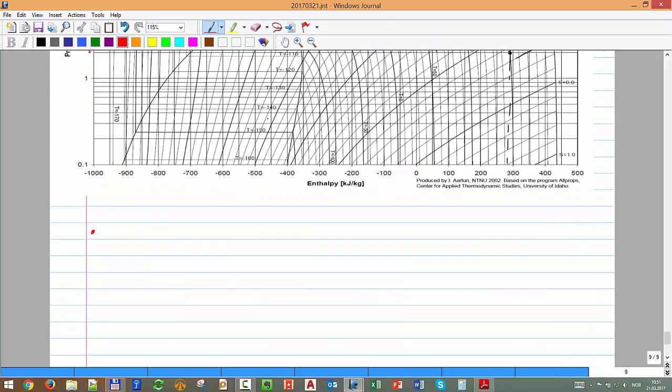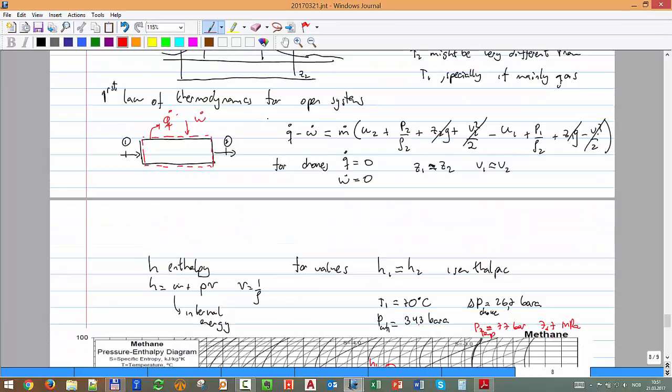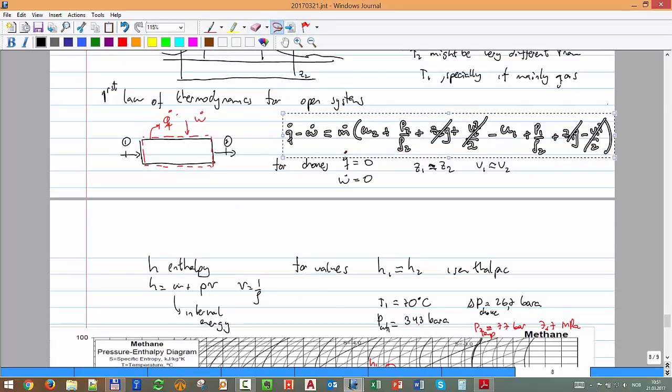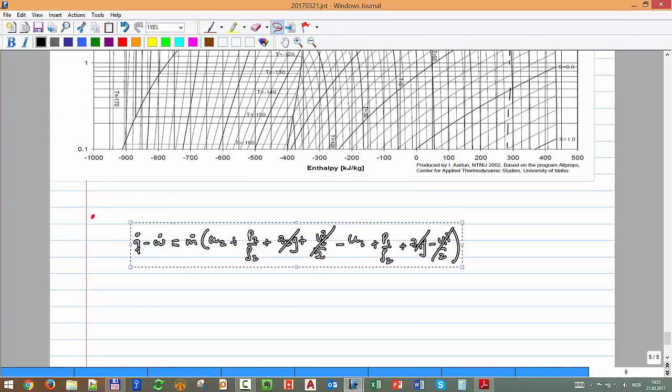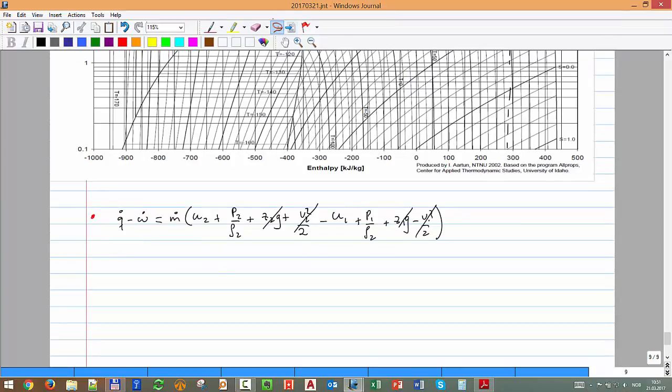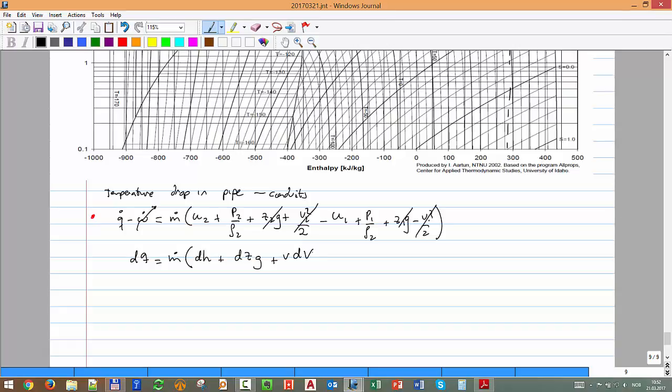Okay, so now let's look again at the full energy equation. If we put it in differential form, we can use it now for temperature drop in pipe, or in conduits. That's useful for the tubing and for the flow line. In a pipe usually we don't have any work going in, and we can put that in differential form saying dq equal to mass flow, which remains constant unless we have a transient, times dH plus g dz plus v dv, and that's all, right?